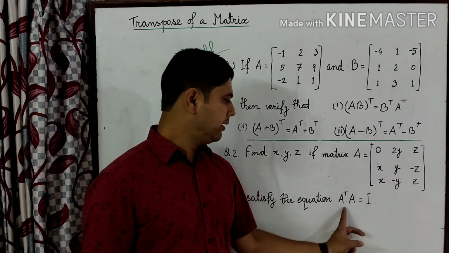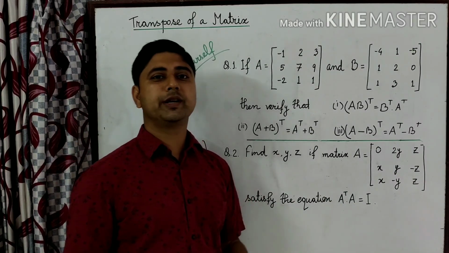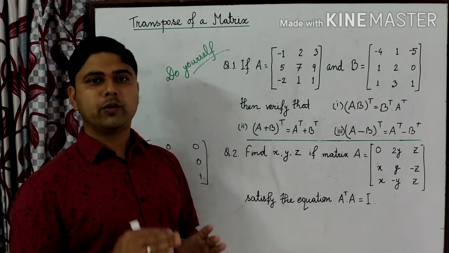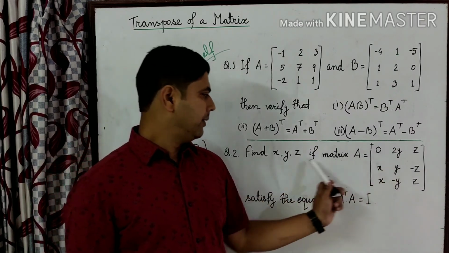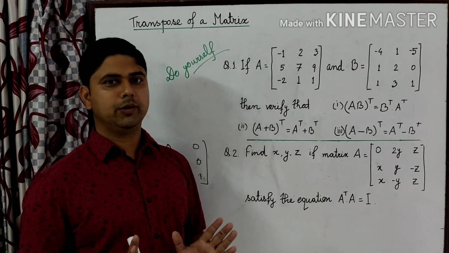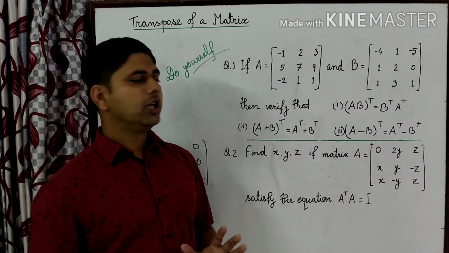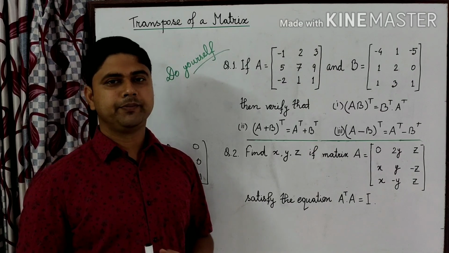Equating the corresponding elements: the matrices are equal, therefore corresponding elements must be what? Equate them, then you can find the unknown values x, y and z, the values of x or y or z. Okay, I hope you have understood the transpose of a matrix. Okay, thank you.